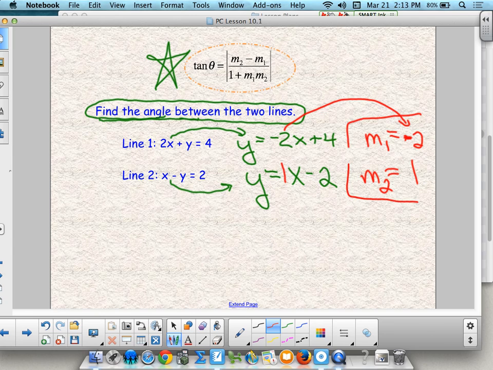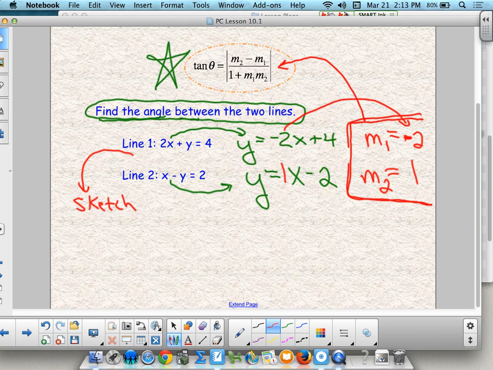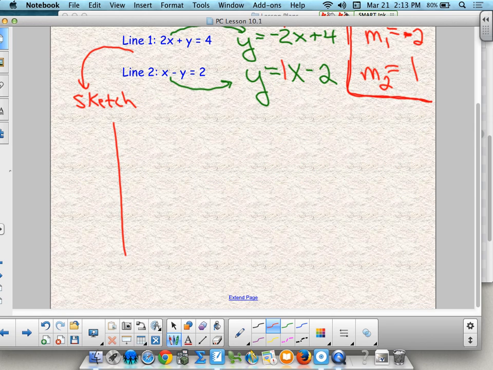So now, you have all that information. Take this information, plug it into this formula to find the angle between the two lines. Just a quick sketch of these. It's kind of nice to know what these really look like. So here I go, one line crosses at 1, 2, 3, 4, has a negative 2 slope. The other line crosses at negative 2, has a positive 1 slope. So really what you're doing is you're finding that angle.